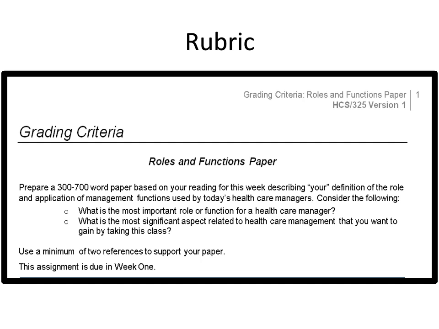As you can see, the scenario is a 300 to 700 word paper based on the readings, and it's going to have your definition of the role and application of management's function used in today's healthcare managers. And there are some specific things that they're going to look for. What is the most important role or function for a healthcare manager? What is the most significant aspect related to healthcare management that you want to get out of taking this course? Use a minimum of 2 references to support your paper. So this is what is actually given in the rubric as the scenario.